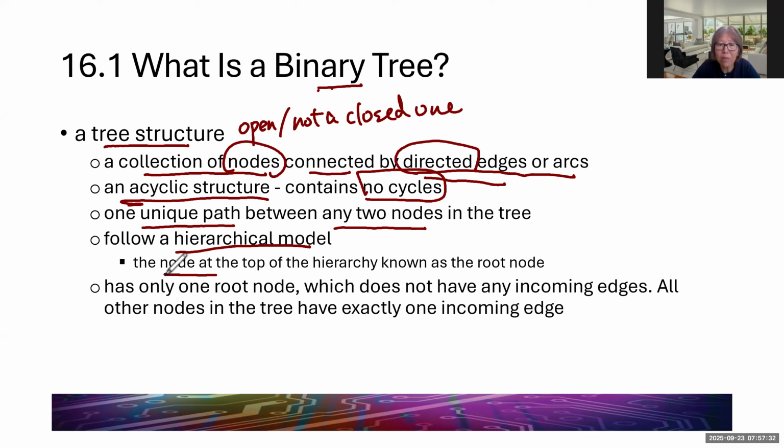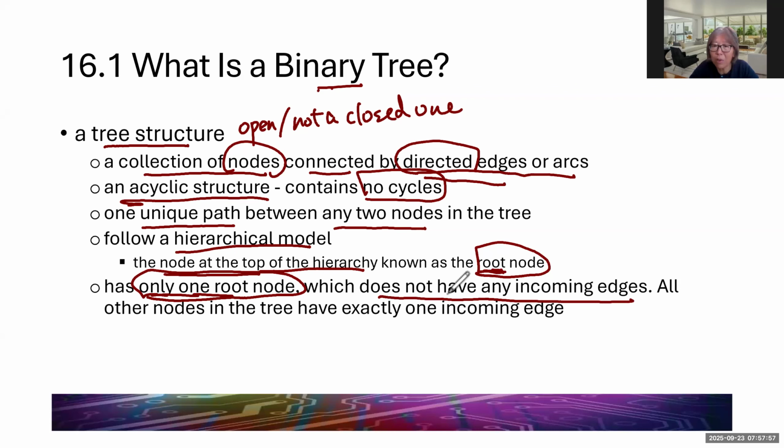Also, the node at the very top of the hierarchy, we call it the root node. Keep this in mind, root node. That's a very important concept in tree structure. And there is only one root node. Be careful, only one root node, and it does not have any incoming edges. All other nodes have exactly one incoming edge.